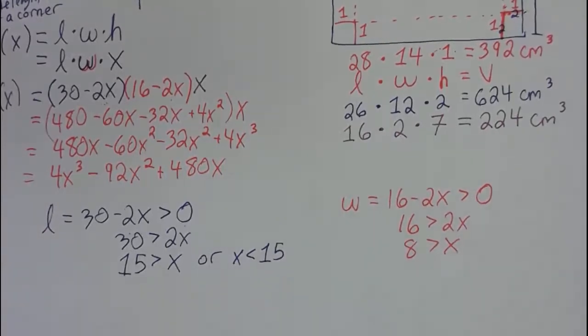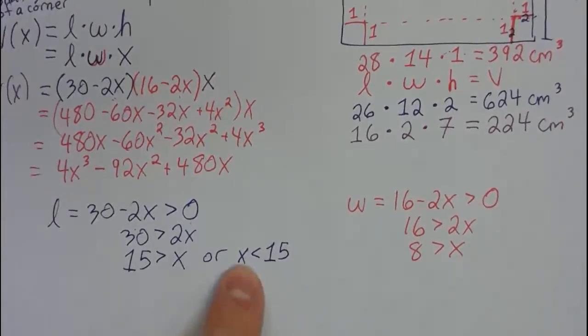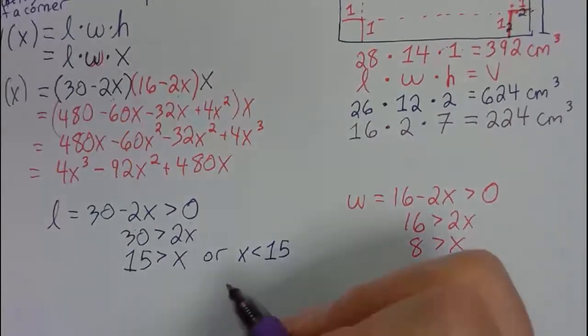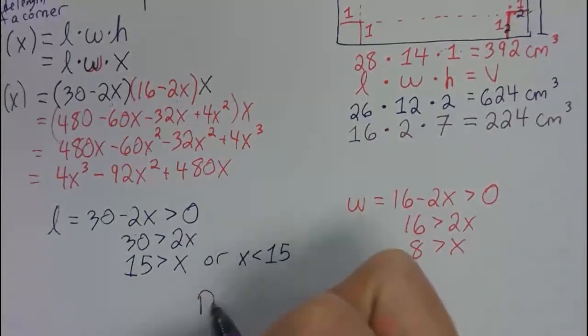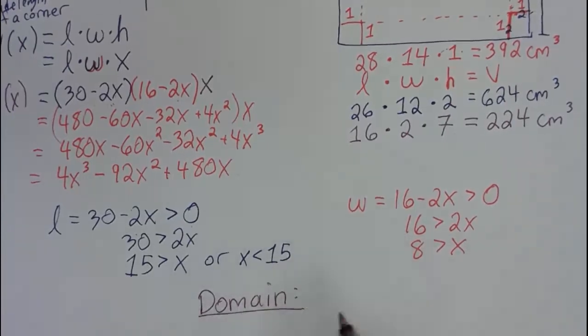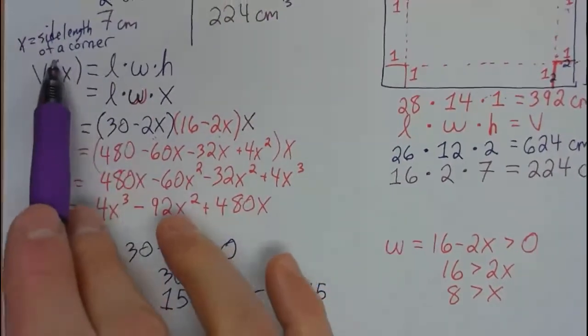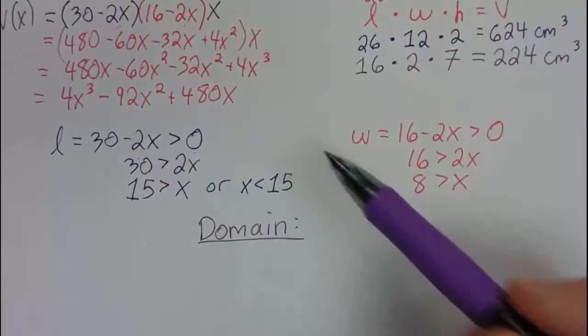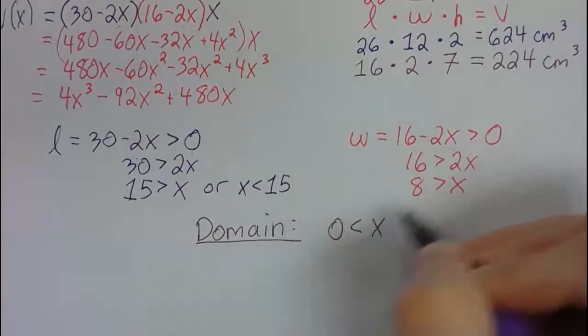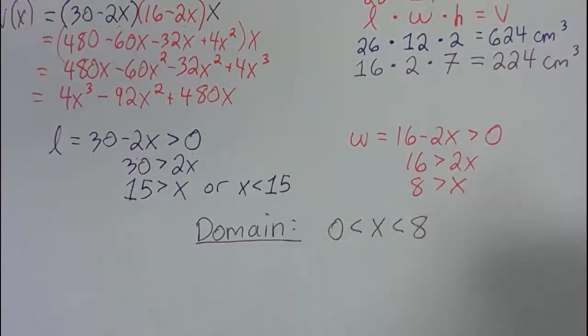Now, what that means is that since we know x has to be less than 8 and less than 15, we can just look at the x less than 8 part. So what we can say about our domain of x, which remember, x represents the side length of our corner cutouts, is that x has to be somewhere in between 0 and 8.